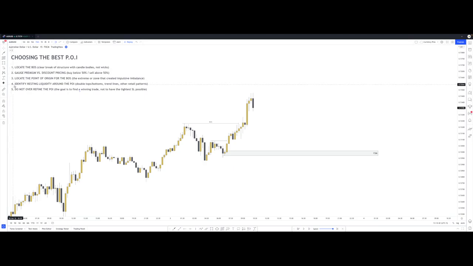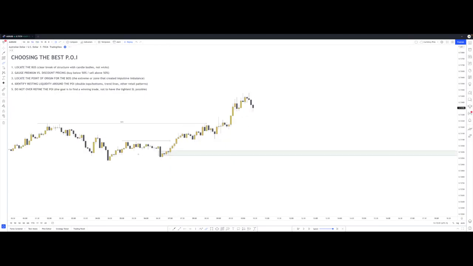Now step 4, identify resting liquidity around the point of interest. So we actually do have quite a bit of resting liquidity around the point of interest, and it may not be visible right away, but it's actually in the form of trend line liquidity right here. If we were to drop to the 5-minute time frame, for example, this would be much more easily identifiable.